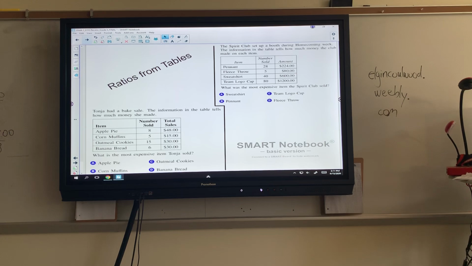Last slide, look at these tables. Kind of did this on the last lesson as well. Go ahead and pause the video, try these on your own. Once you got your answer, or you attempted it, go ahead and unpause it. We will go over these together.